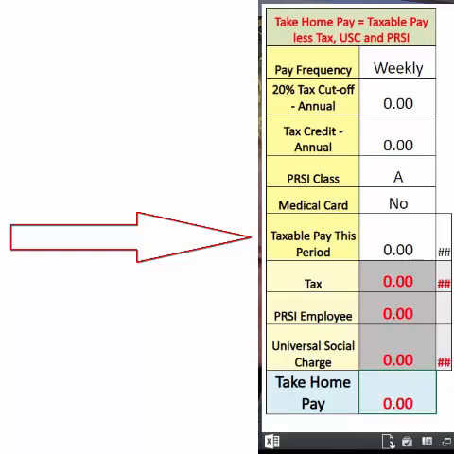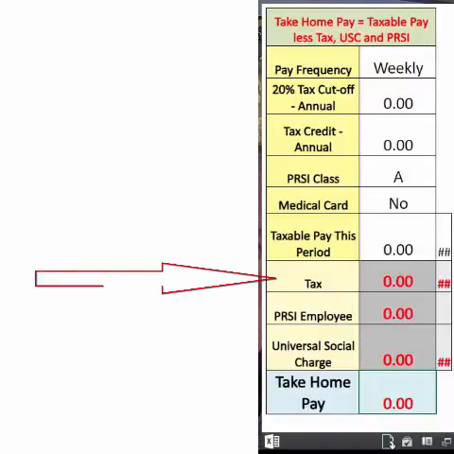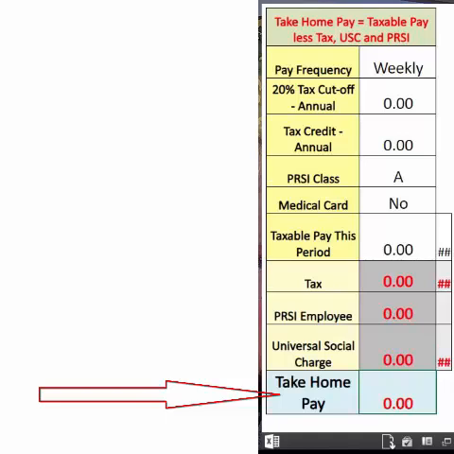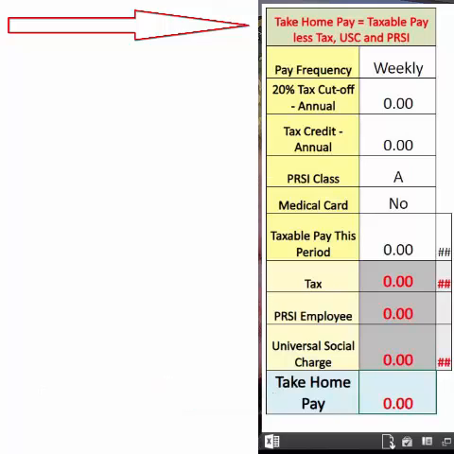If you happen to have any of these, the calculator may give you a difference of a couple of euros from your payslip, as pensions and deductions, etc., are a complex area in the calculation of universal social charge. All the cells grayed out are where the tax, PRSI, and universal social charge are calculated. The net take-home pay will not necessarily agree with your payslip, as net pay does not take account of union or pension or any other deductions.